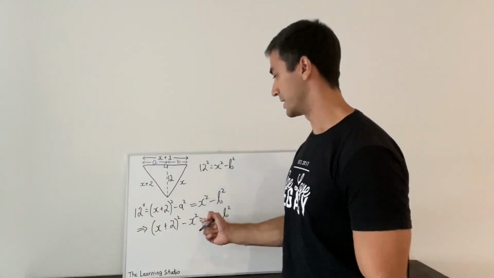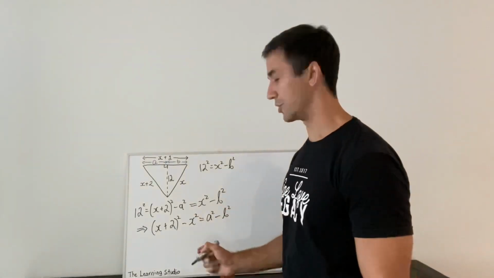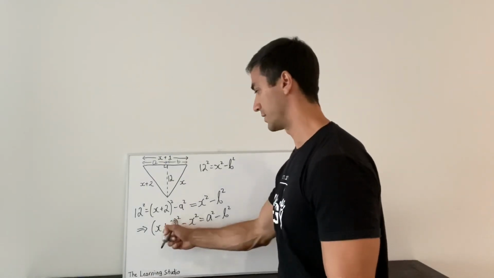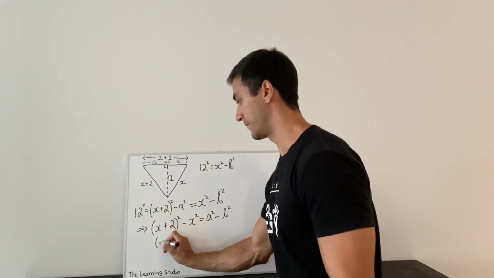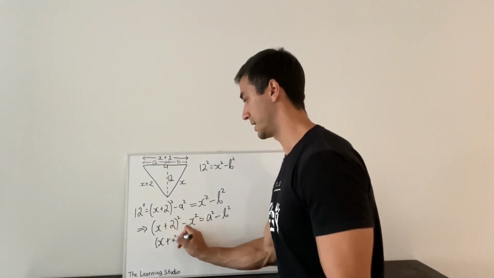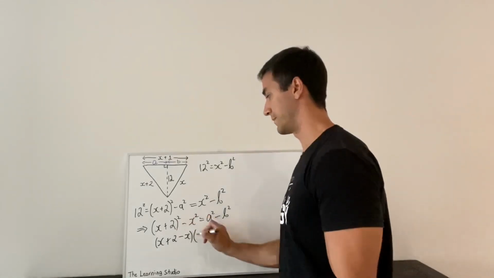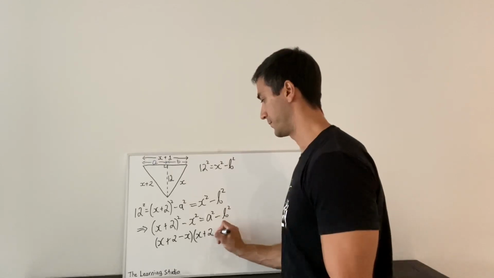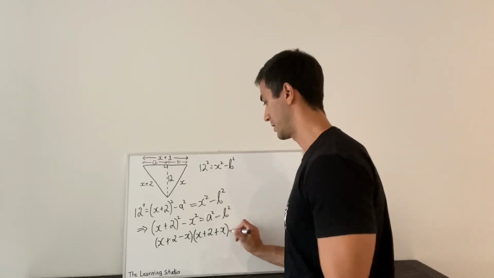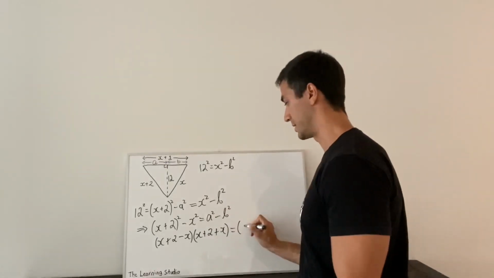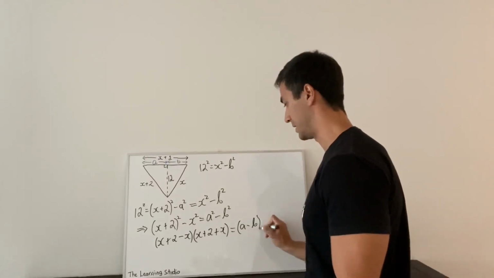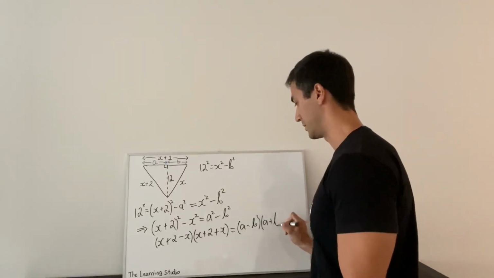And this is a really nice setup for a difference of two squares on both sides, right? So we have a square minus another square, so we can factorize that as the first thing minus the second thing times the first thing plus the second thing. And we can do the same thing on the other side. So we get a minus b times a plus b.